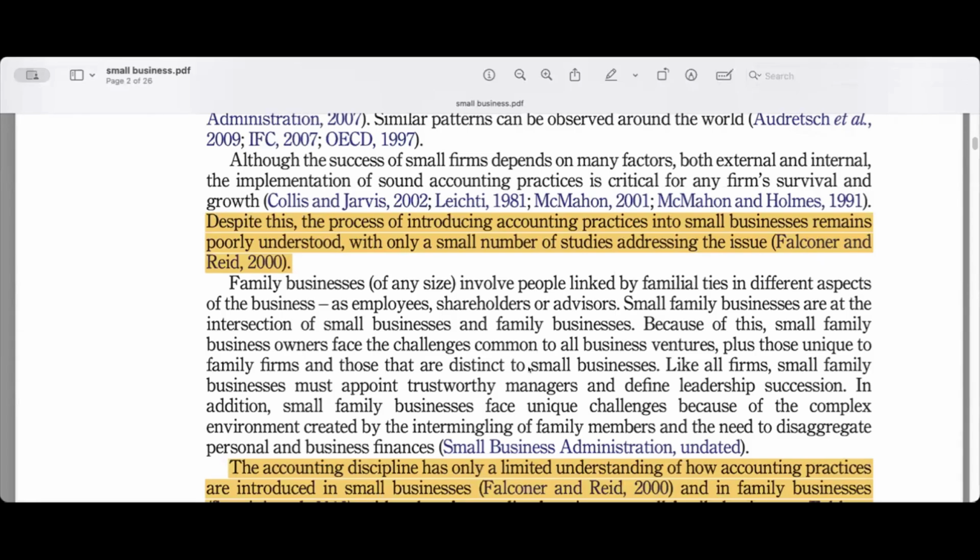So you bring the reference there. But all this paragraph is just about small family business. One reference is here. You could have done more, because I argue that every 20 words should have one unique reference. You could have done more. And then the accounting discipline.